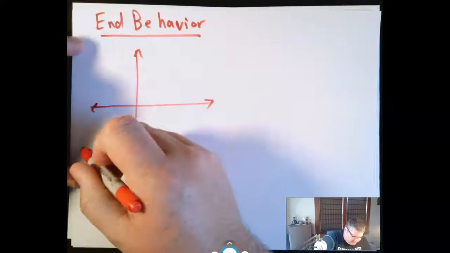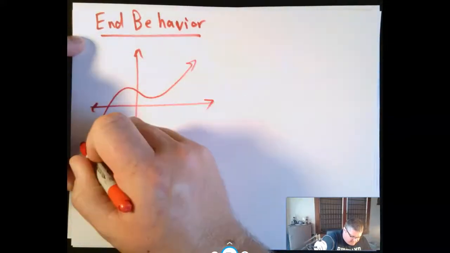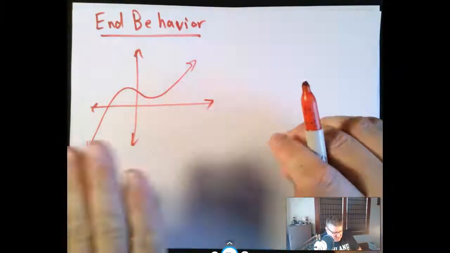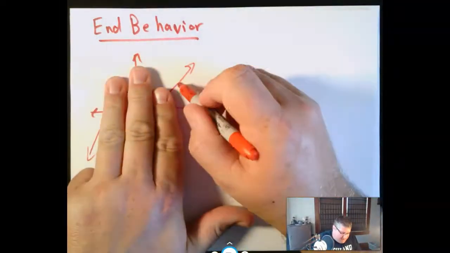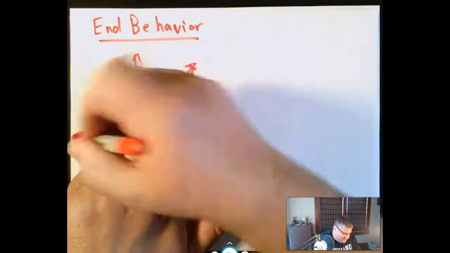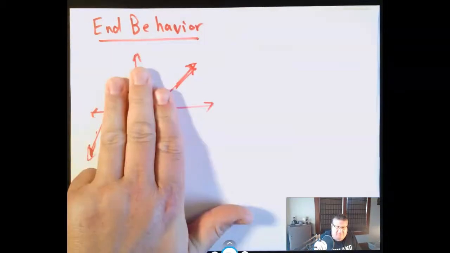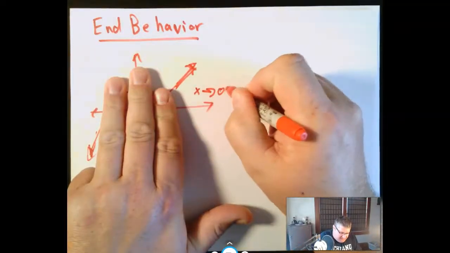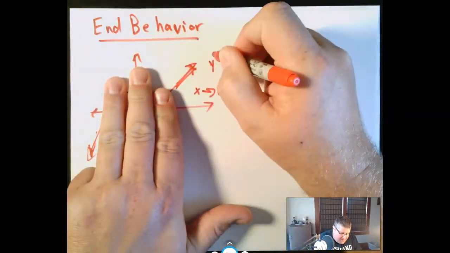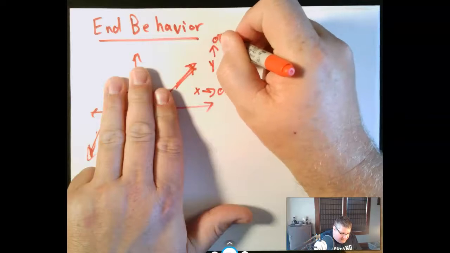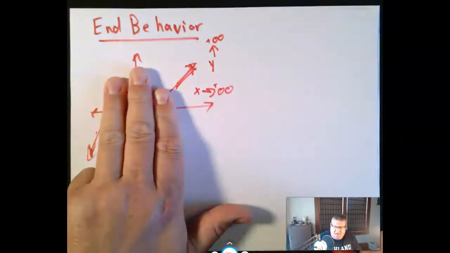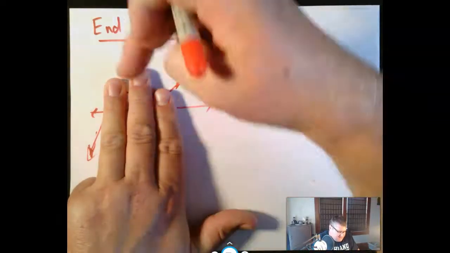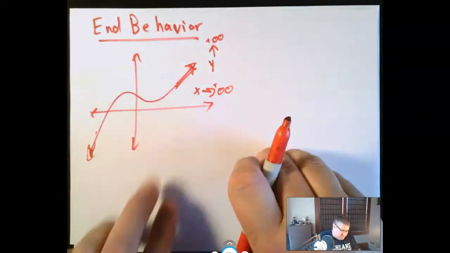So let's draw a graph. Now, that graph could look like this. Now, this is totally a function, a very nice graph, but I don't care about that part there. I only care about this and about that. So, in this case, as x is going out to positive infinity, y is going up to positive infinity. Okay? Now, over here, as x goes to negative infinity, y also goes to negative infinity.